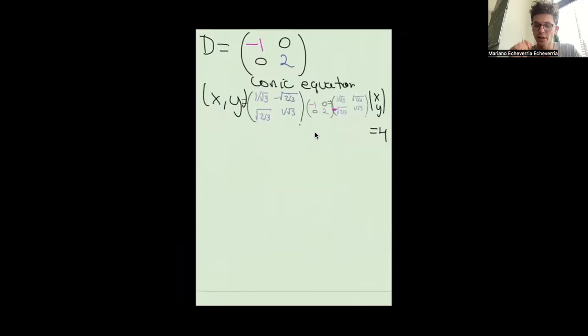Because literally this is what A was. If you remember, A was R D R transpose. So I'm just substituting A in terms of the rotation matrix and the diagonal matrix. Is that making sense?